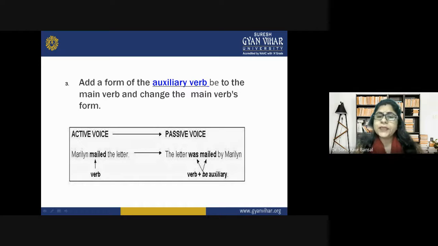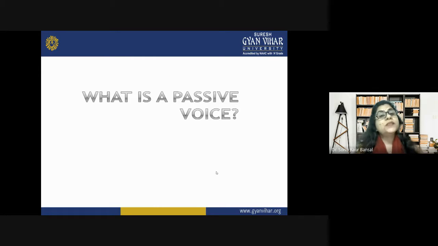Now the important thing here to remember: change your auxiliary verb according to the tense of the active voice sentence. Clear, students? These are very simple rules, and if you practice more and more, you will understand how it is converted. Now, what is a passive voice?